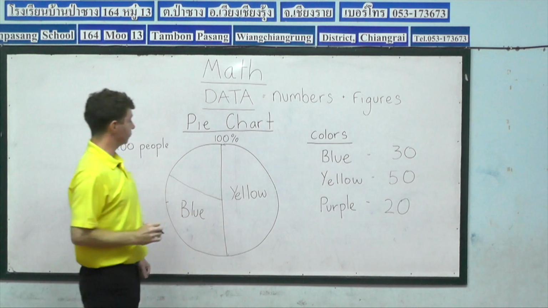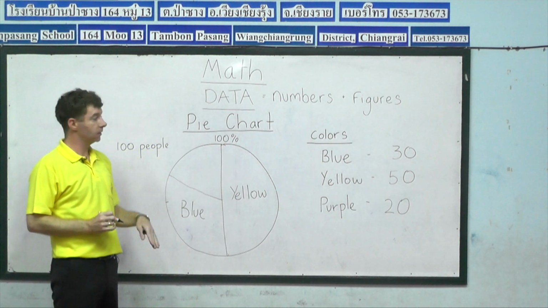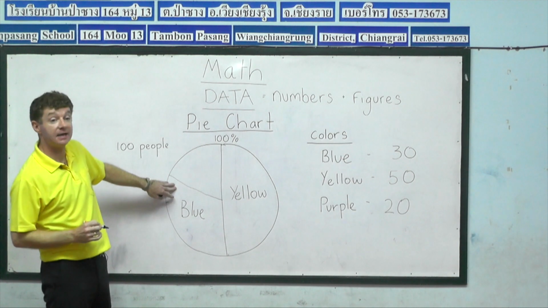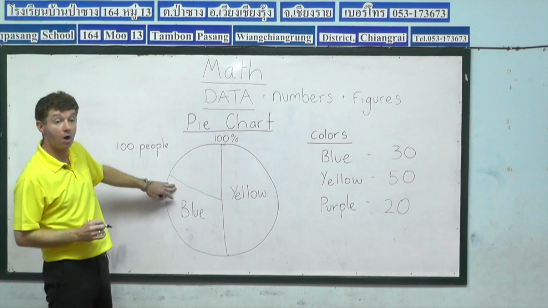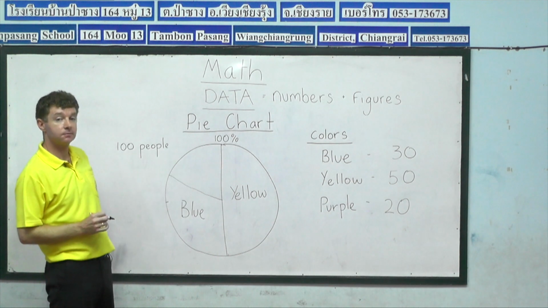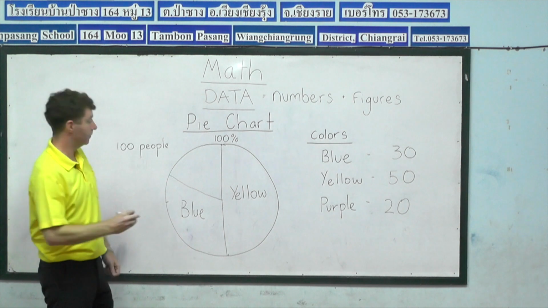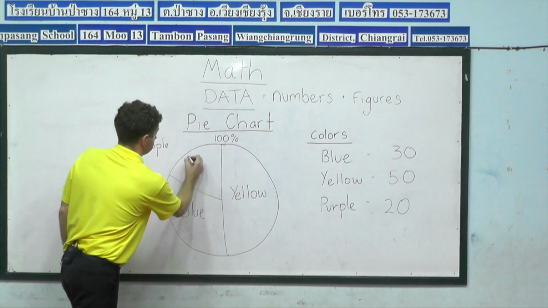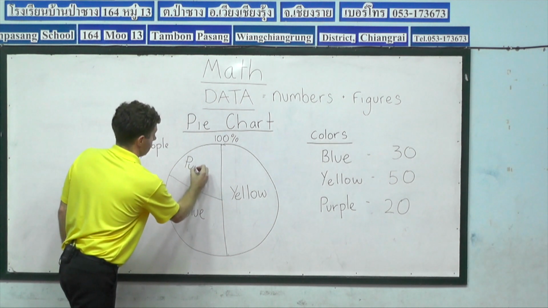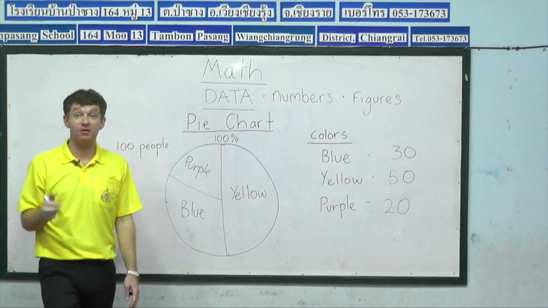B-L-U-E. So you can see yellow is half the pie, 50. Blue is a slightly larger amount than half of the half, a quarter. And what is left? What color do we have left? Purple. P-U-R-P-L-E. Okay, so now we've got our categories on the pie.